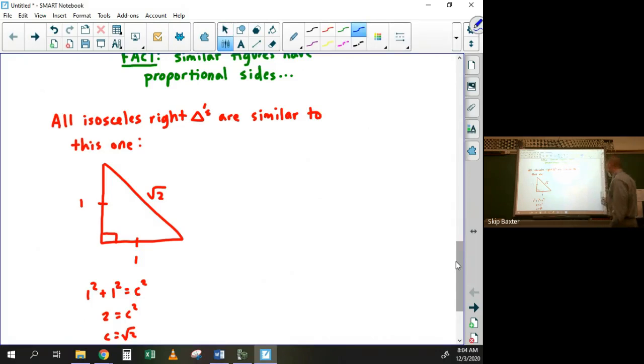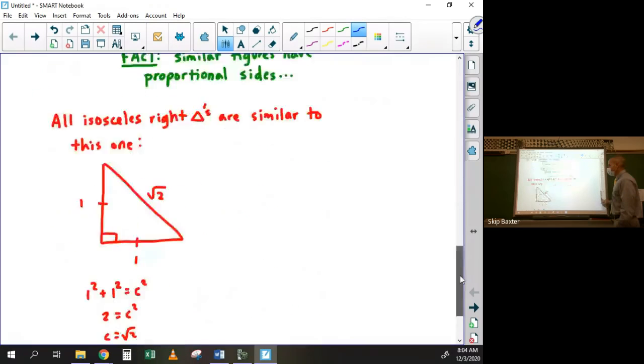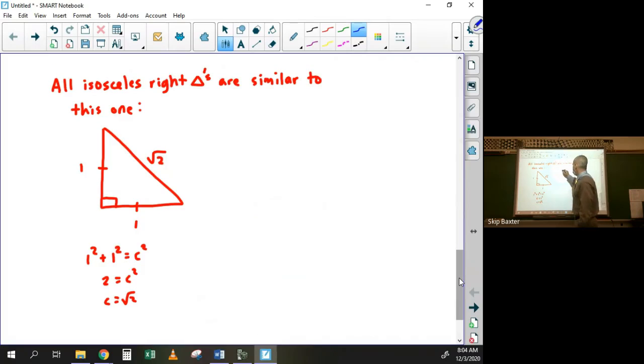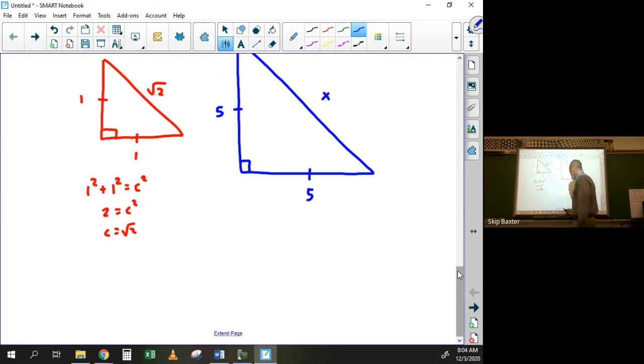Like the example I gave up here, where the leg had a length of 5, I could do that here. Suppose I have a similar isosceles right triangle where the side length is 5. I know this is 5. This is x now, right? I could just set up a proportion. I could say hypotenuse is to hypotenuse as leg is to leg. Does that make sense?